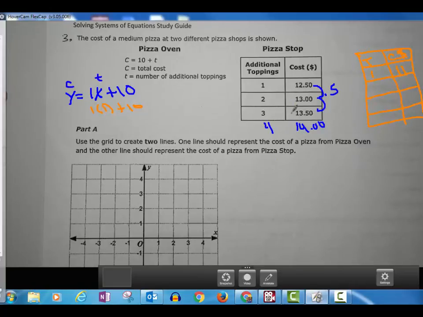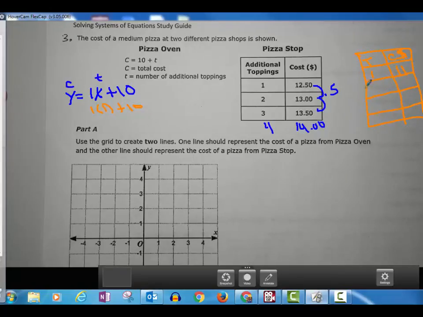Now, I didn't say this at the beginning, but we want to know actually the two lines to find out where they're going to have the same price. That's what we're looking for in this question. So we want to find out at what point their prices will be the same.